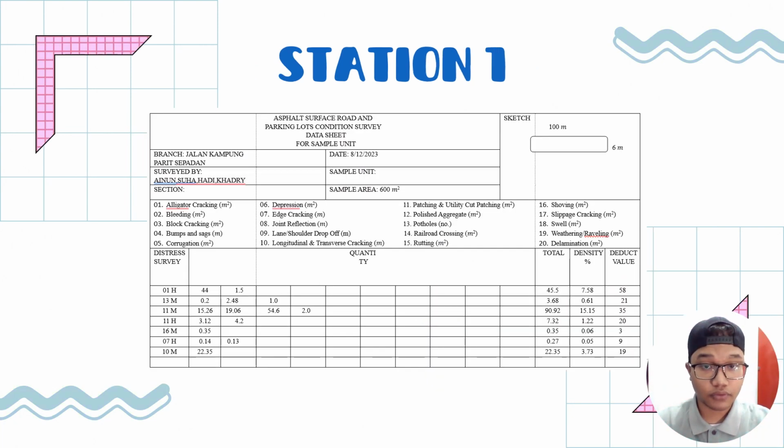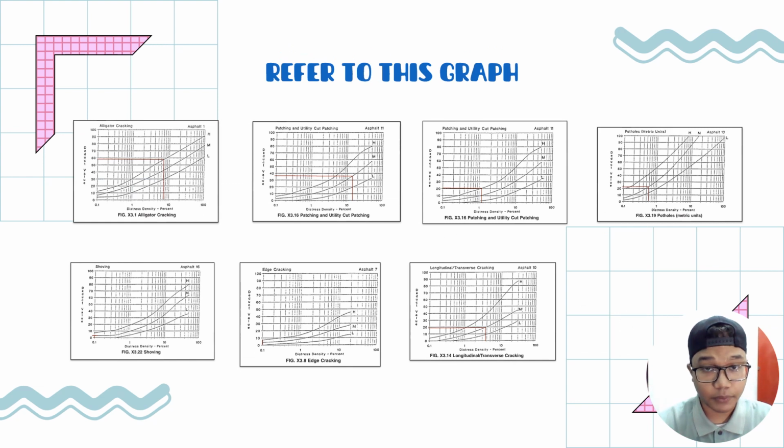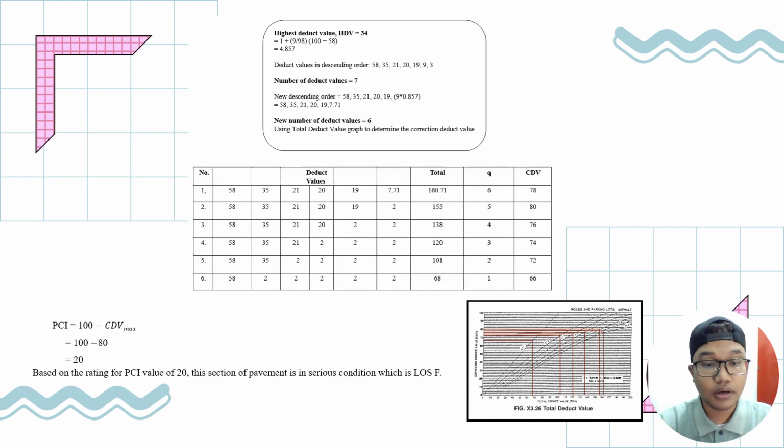This is the table for Station 1. The data shows quite a lot of damage on the road at Station 1. After that, we made a graph and plotted that. Then we made a calculation for Station 1 to get the deduct value and the total. PCI equals 100 minus CDV, so we got 20. Based on the rating for a PCI value of 20, this section of pavement is in serious condition, which is LOSF.